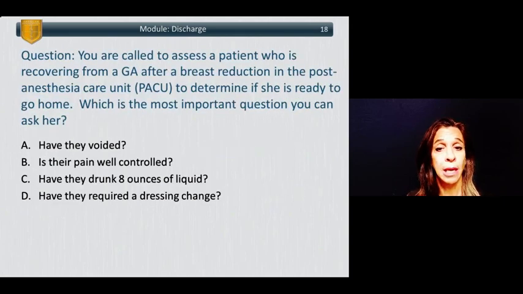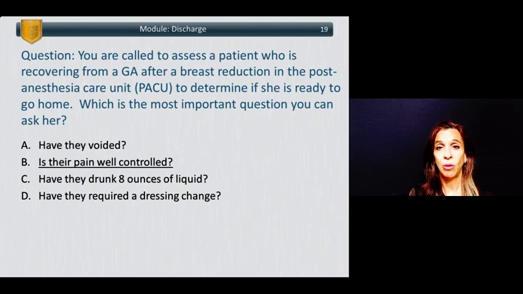Let's do another question. You are called to assess a patient who is recovering from a general anesthetic after a breast reduction, and she is in the post-op anesthesia care unit, and they want to determine whether the patient is ready to go home. Which is the most important question you can ask her? A, have you voided? B, is your pain well controlled? C, have you drunk 8 ounces of liquid? D, have you required a dressing change? And the answer is: is your pain well controlled?